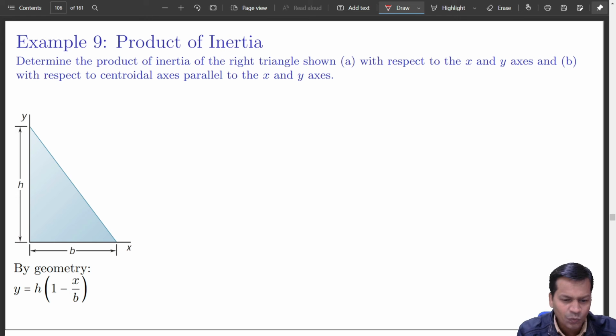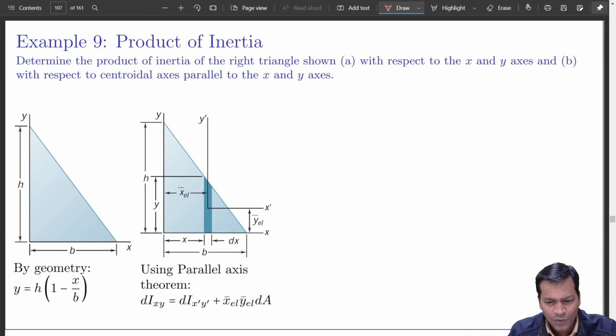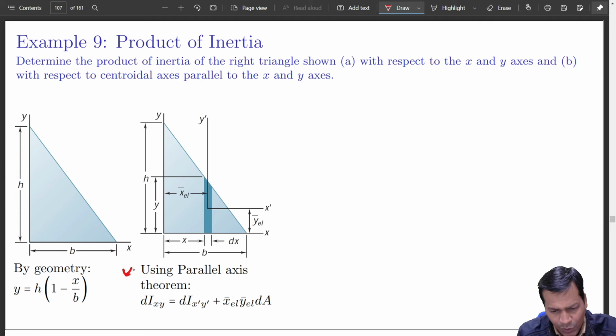y is what? y is at a distance like this. So y varies linearly with x. Got it? So using the parallel axis theorem, this is the elemental strip that we are taking. This is the product moment of inertia, and for this strip it is well known.